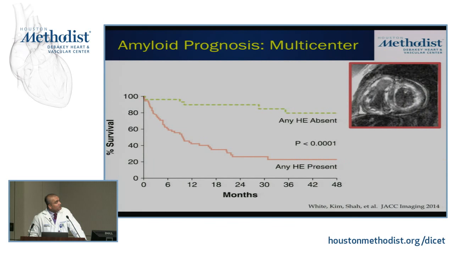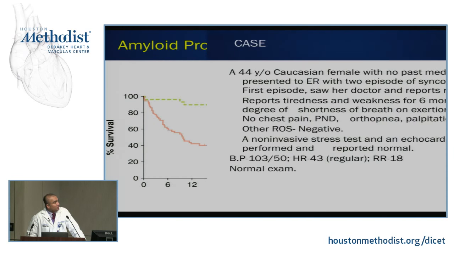And then this now is just a multi-center study that we were involved with, which again showed the same finding, which is that if you have evidence of hyperenhancement and known extracardiac amyloidosis, your prognosis is very poor.